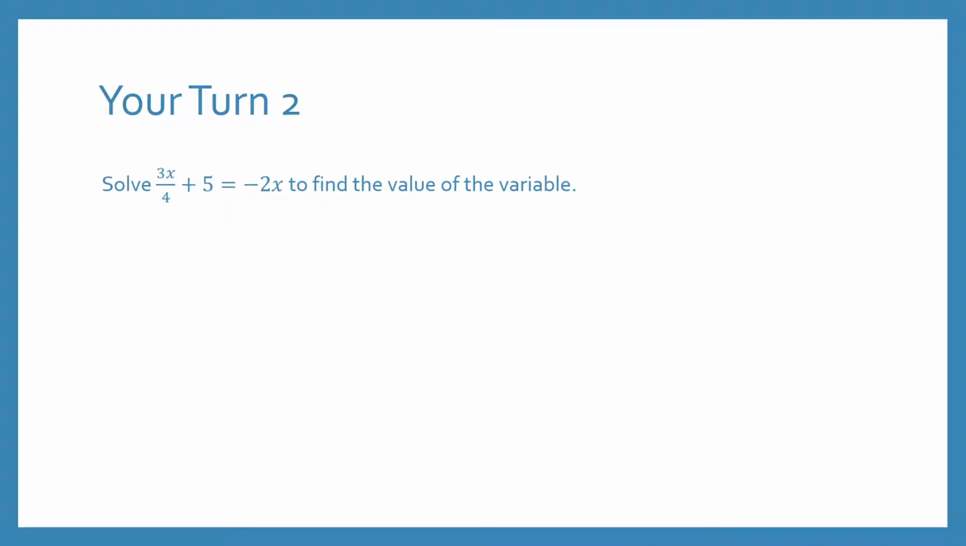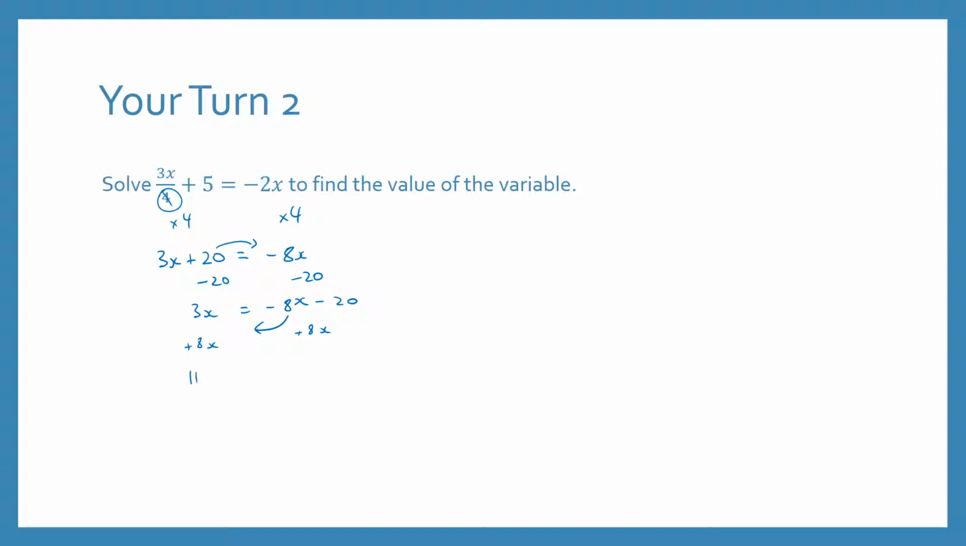For this one, we want to remove this 4, so we're going to multiply both sides by 4. So we're going to get 3x. The 4's cancel out here. 5 times 4 is 20, equals minus 8x. Now we want to move this 20 to the other side, so we're going to subtract 20 from both sides. So we get 3x equals minus 8x minus 20, and we want the x on that side, so we're going to do the opposite, so add 8x to both sides.